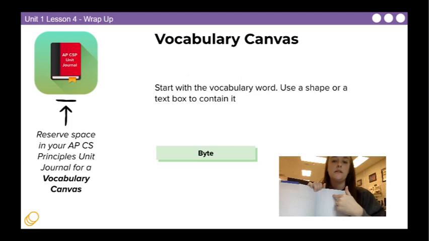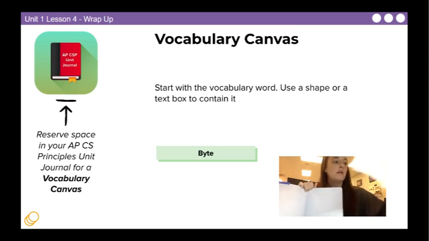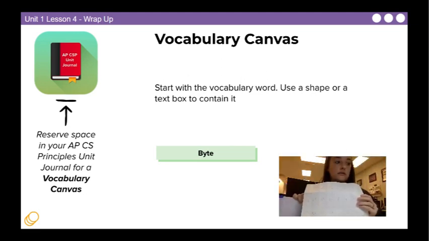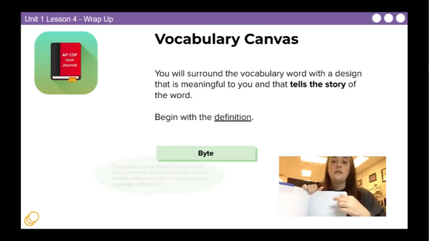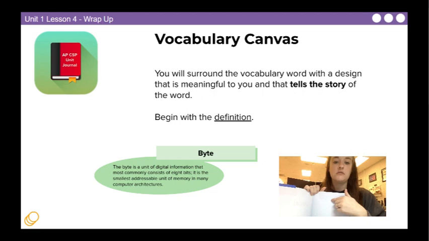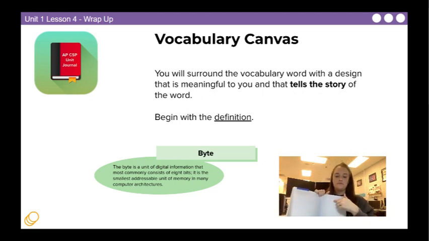So what is a byte? We said earlier it's 8 bits. So you can just type 8 bits, or you can put something like 2 to the 7th power, just some type of visual to help you understand that. And then, no, JK, you're going to start with a definition, okay? So a byte is a unit of digital information that most commonly consists of 8 bits. It is the smallest addressable unit of memory in many computer architectures.